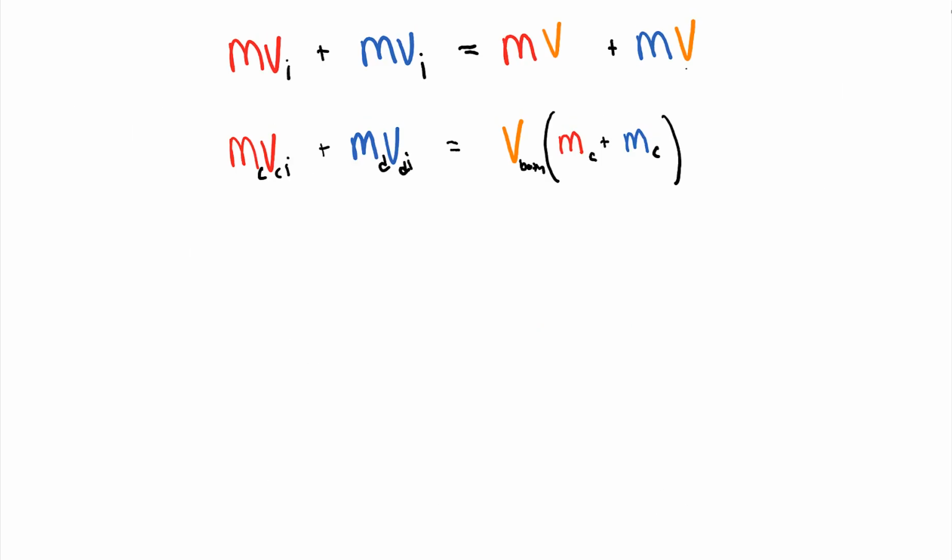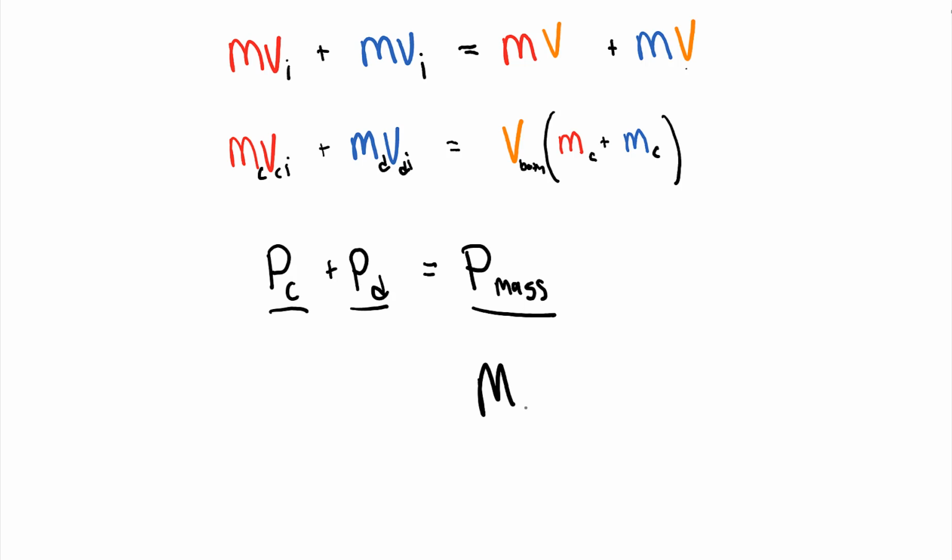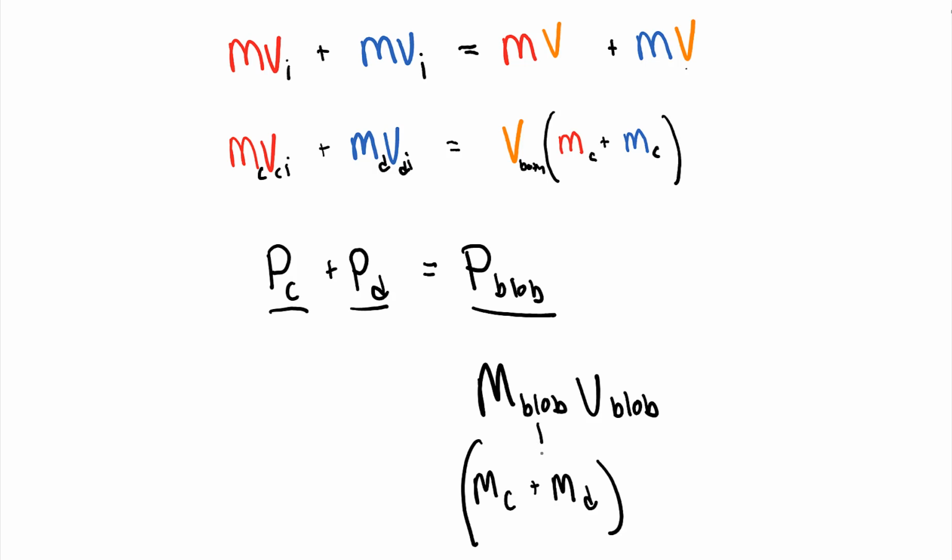I almost forgot. On this side, I have two things: the momentum of the car and the momentum of the dumpster. But on the right side, they fuse and form into one thing, so I only have the momentum of the combined mass. Another way to think of it is that you have two objects that combine to form one object. So the momentum of the blob is the mass of the blob times the velocity of the blob. And the blob is made of the car and the dumpster, so the mass of the blob is the mass of the car plus the mass of the dumpster.